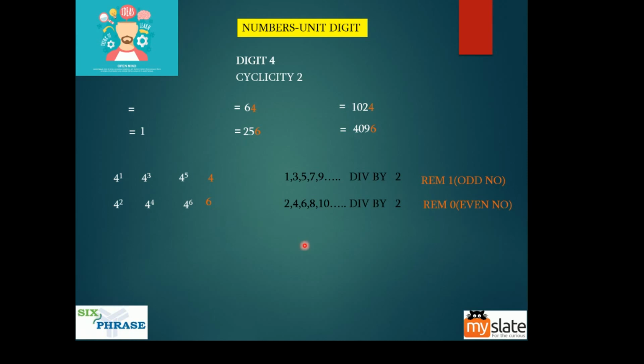If it is odd, 4 is the unit digit. If it is even, 6 is the unit digit. What is 4 power 35? Is 35 odd or even? Odd. So if it is odd, 4 is our unit digit. What is 4 power 88? Is 88 odd or even? Even. So if it is even, 6 is your answer. Very simple.